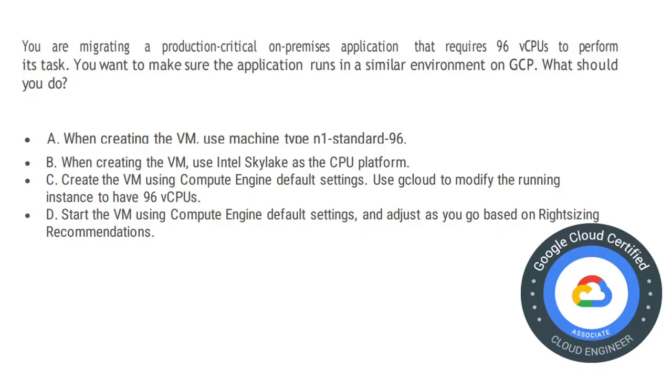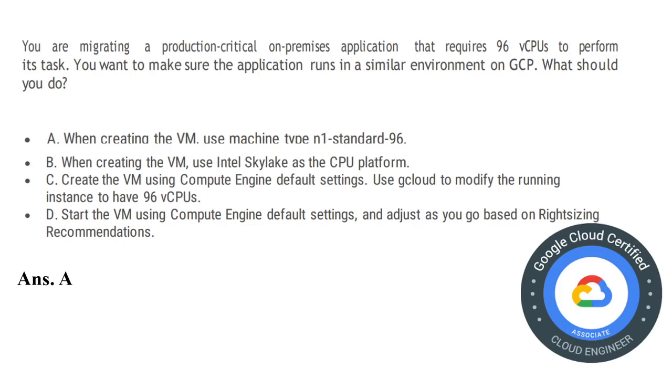So the first question is, you are migrating a production critical on-premise application that requires 96 vCPUs to perform its task. You want to make sure that application runs in a similar environment on GCP. What should you do? The correct answer in this case is option A. When creating the virtual machine, use machine type N1 standard 96.